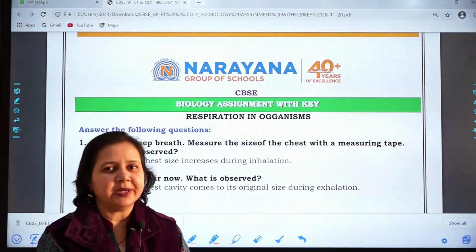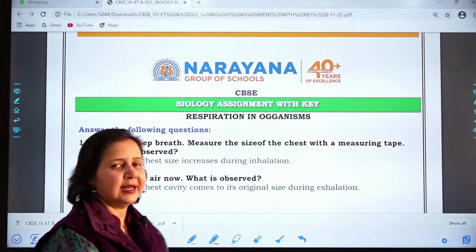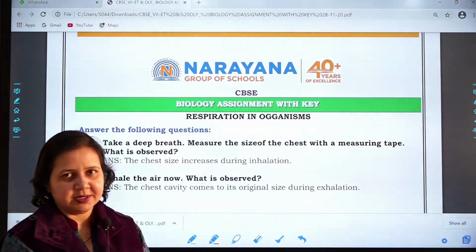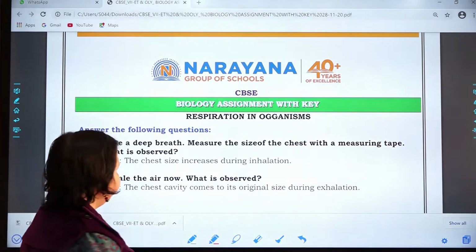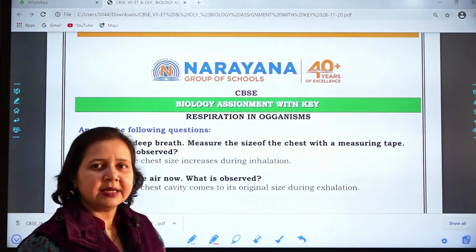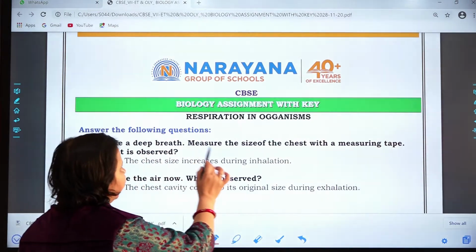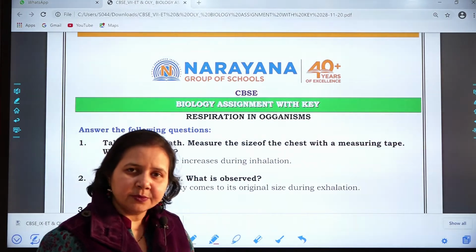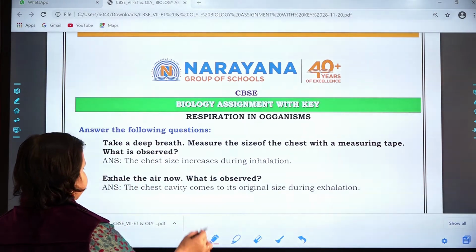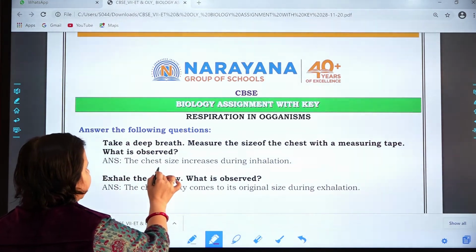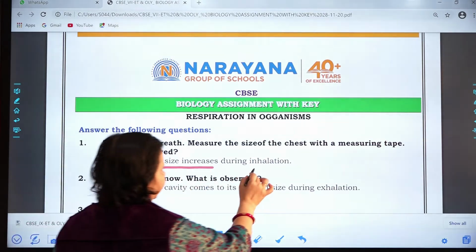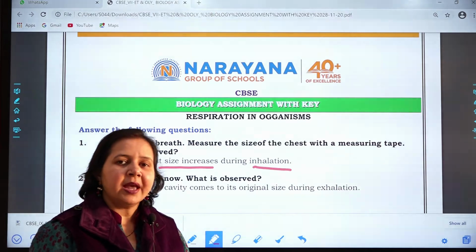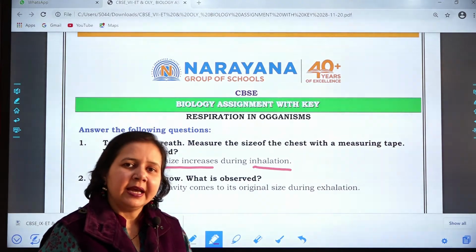Today I am going to explain the 28th dated assignment. The topic is respiration in organisms. Now let's see question number 1. Take a deep breath and measure the size of the chest with a measuring tape. Now what is observed? The answer is that the chest size increases during inhalation. Why? Because we take in the air, and that's why the chest size increases.